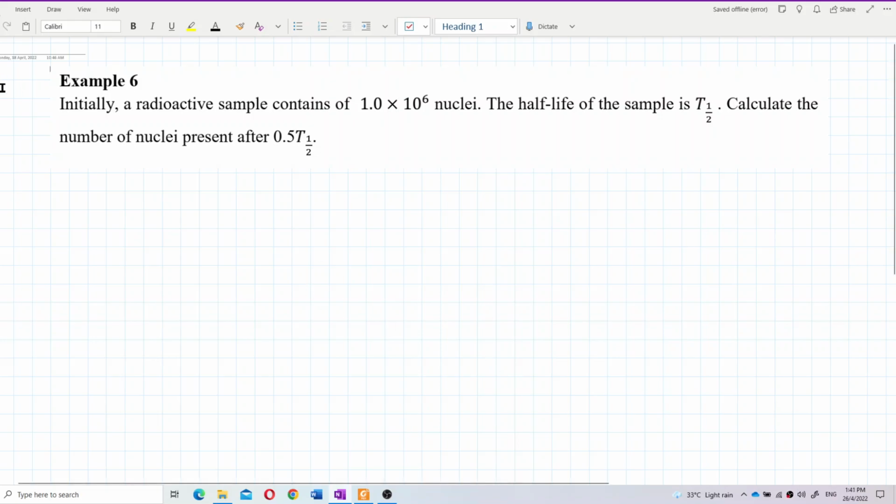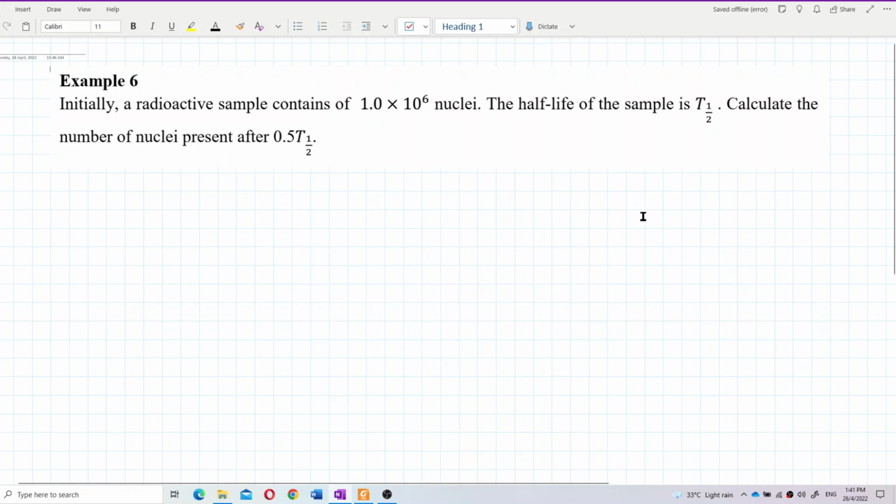Okay, initially, a radioactive sample contains 1 exponent 6 nuclei. The half-life of the sample is half-life. Calculate the number of nuclei present after 0.5 half-life. That means another half of the half-life. Okay, so how to do these questions?